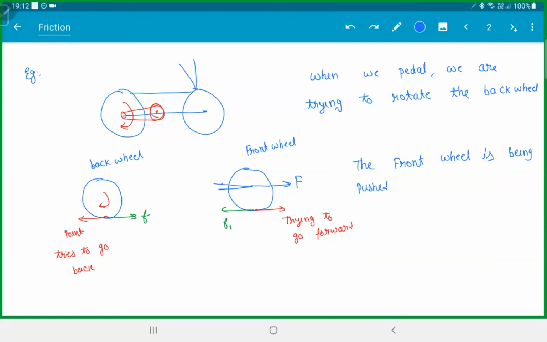To give a more analogy, think of it like this. You're trying to push your friend who does not want to go to the class, and you're pushing like this. Can you tell me how will the friction be on both of them?